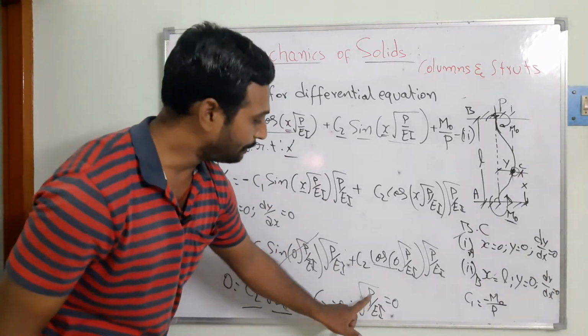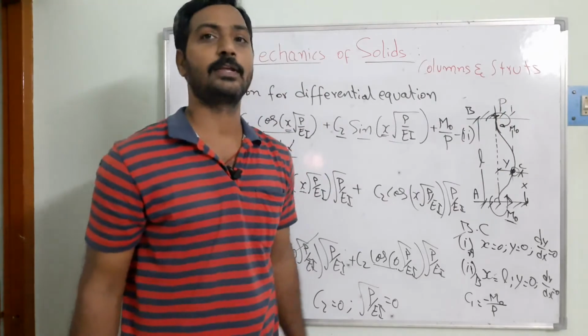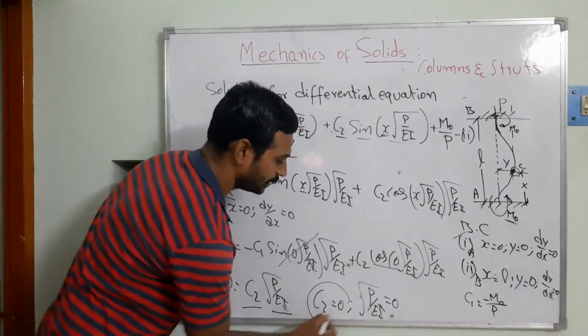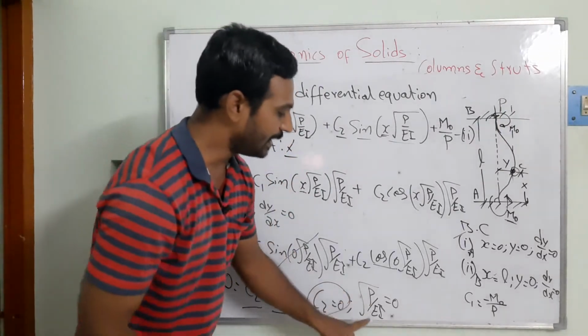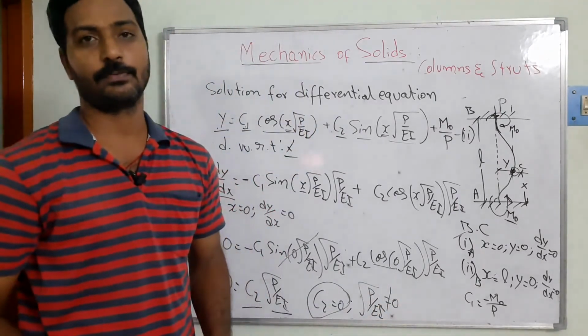That means the P load, a buckling load, exists on this one. So that means C2 is going to be 0 over here, and the square root of P by EI is never going to be equal to 0. Alright.